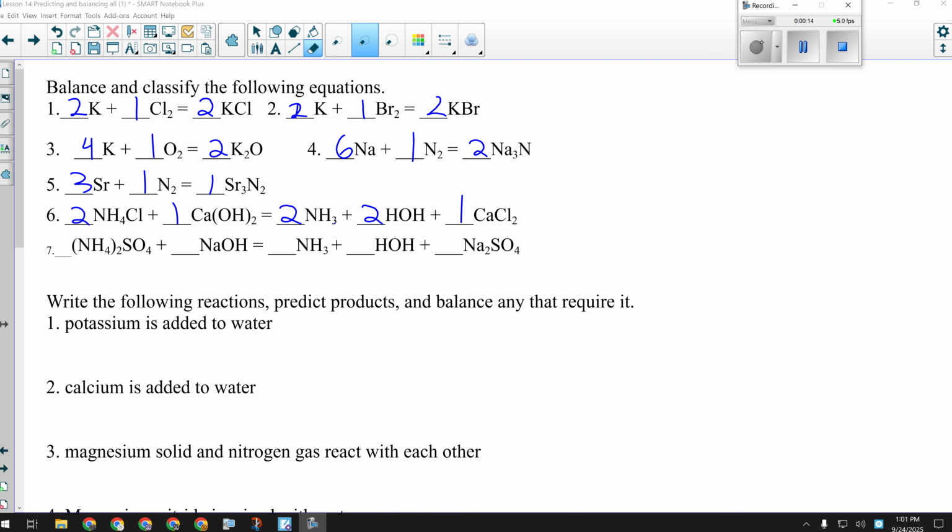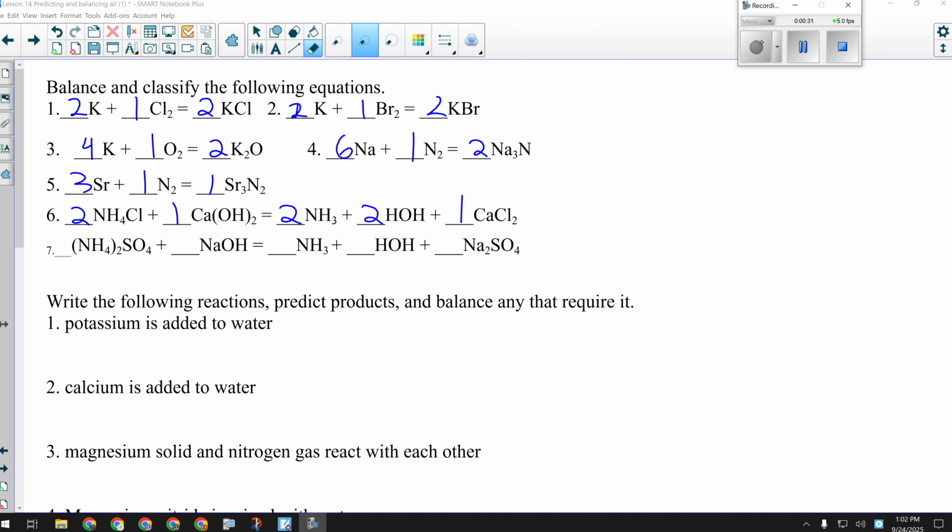Okay, so number 7 goes a lot like number 6 does. We have that little thing where the NH4, the ammonium, is going to break up on the other side. So I would say let's probably start with that, just because that's going to be the trickiest part. It's also the biggest number, so it kind of makes sense to do that.